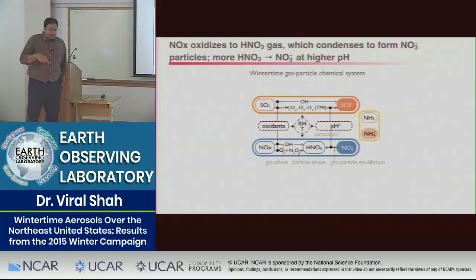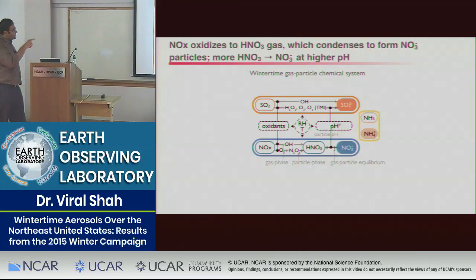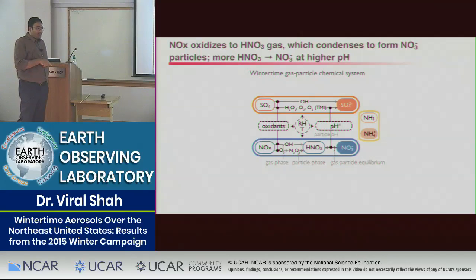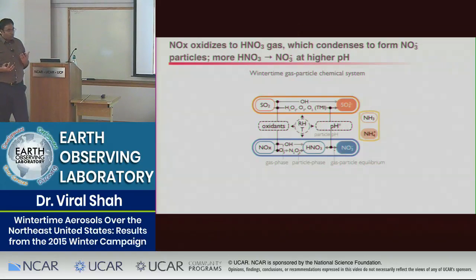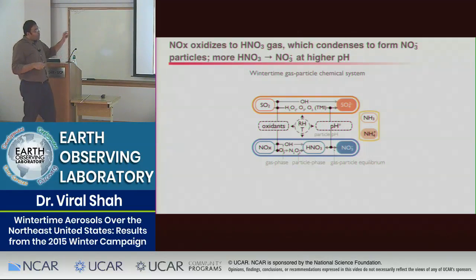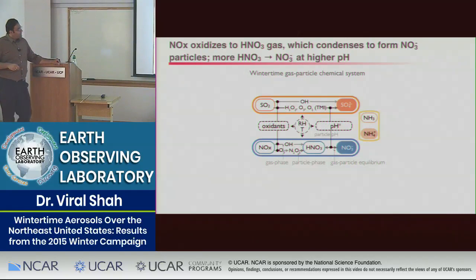The further complication is that the oxidants and the pH are actually determined by the other parts of the system, which creates feedback loops. For one example, as sulfate concentrations decrease as SO2 emissions decrease, since sulfate is acidic, the pH would increase. And that would mean that more nitric acid can get converted to nitrate because of the higher pH. So there are these feedbacks that will turn out to be important.